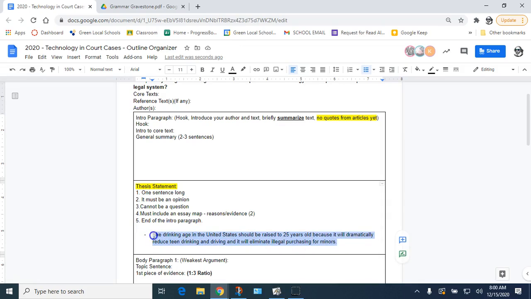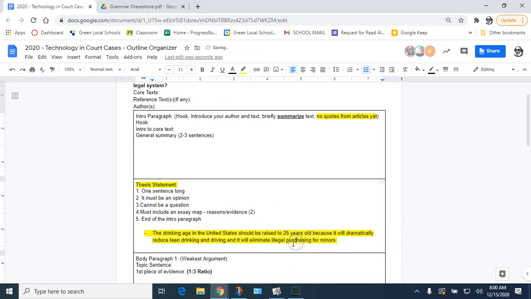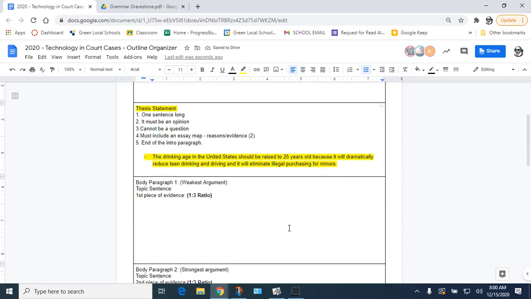Then I want you to highlight it for me. Highlight it, whatever color you want, right? I'll just use yellow. I like yellow. There you go. Okay, so that's one. You have to have a thesis statement by the end of the day today, all right? Now we need to move on to our first body paragraph, all right?